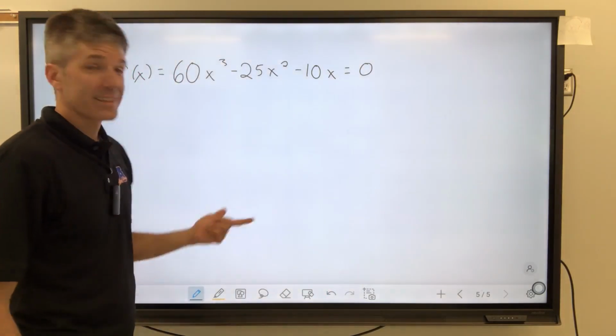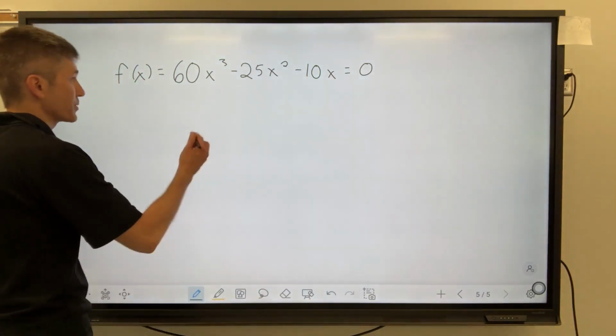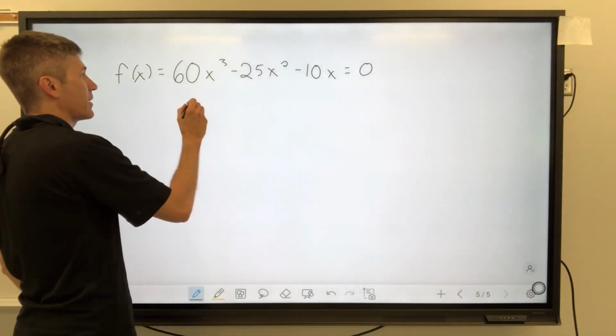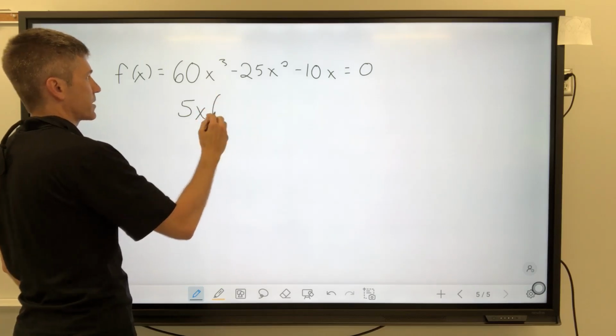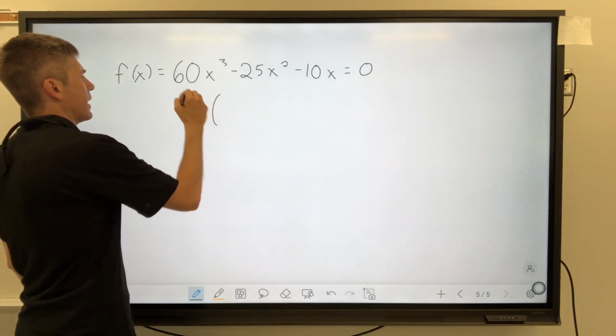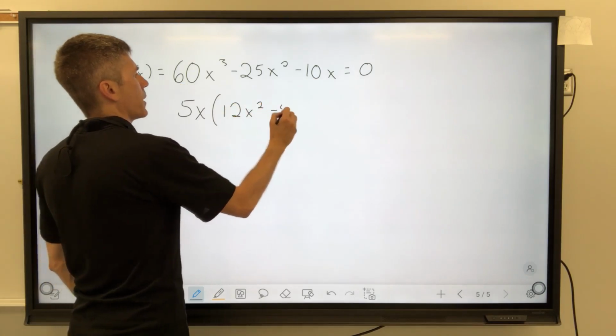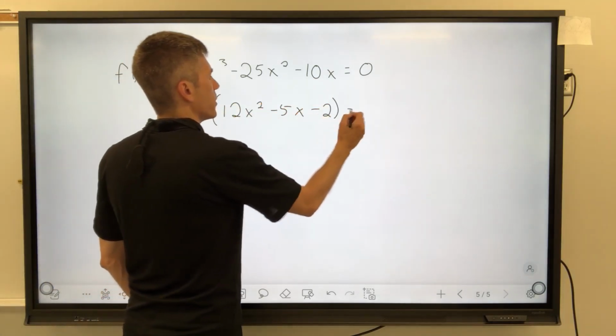We're going to have an x-intercept at the origin. So let's divide that GCF out. Actually, we're going to divide 5x out. It'll just make the numbers a little bit more reasonable. And that's going to give me 12x squared minus 5x minus 2 equals 0.